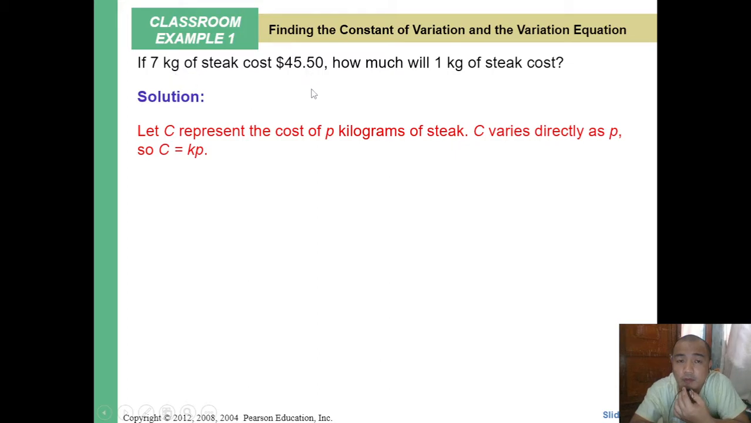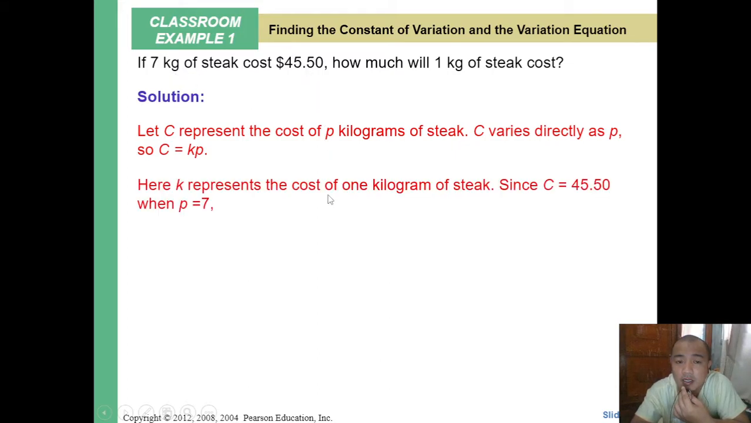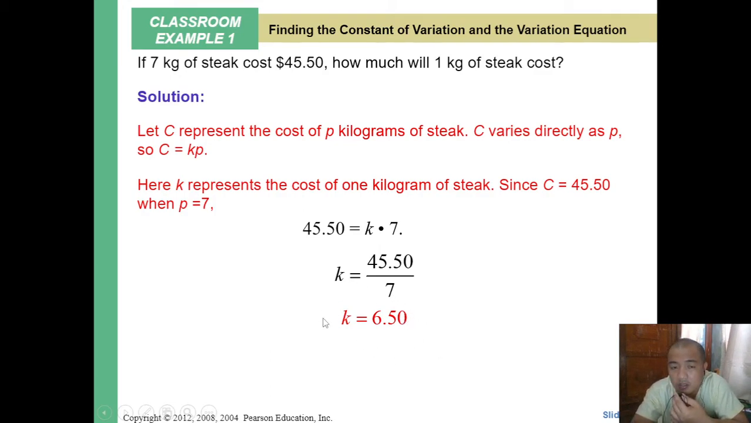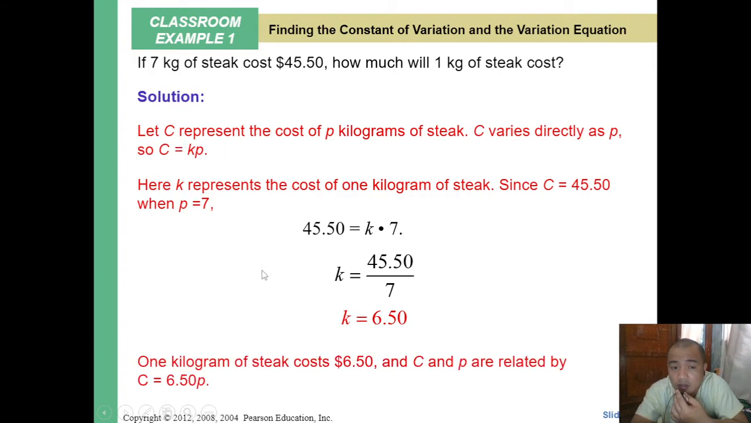So 45.50 divided by 7. That will be the constant of variation: 6.50. Then therefore the equation of variation is C equals 6.50p. So it says here that 1 kilogram of steak costs $6.50, and C and p are related by C equals 6.50p.